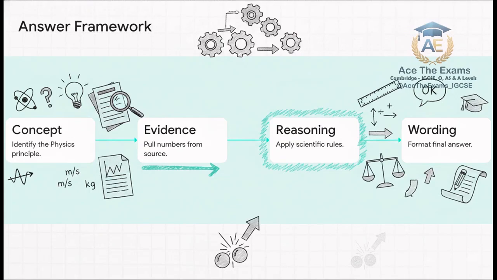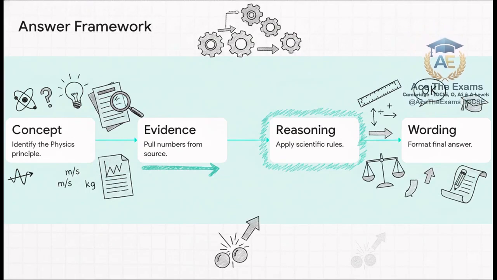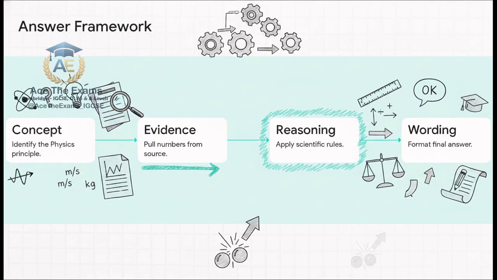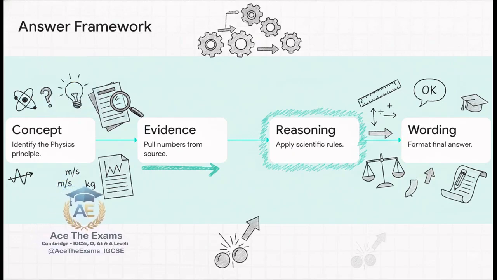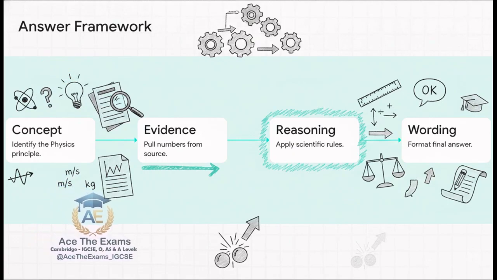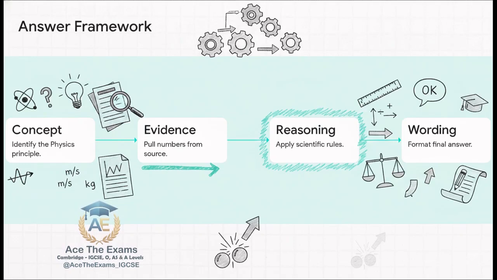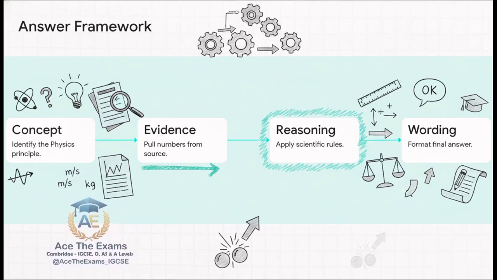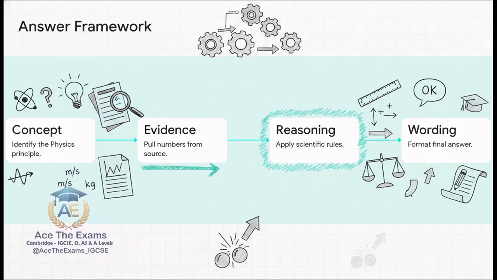Okay, so how do we stop leaking these easy marks? We need a reliable system. Here's your first quick win. It's a simple 4-step framework to make sure you hit every single mark scheme requirement. Step 1 is the concept. You identify exactly what physics principle is at play before you even touch your calculator. Step 2 is evidence or data. This is where you carefully pull the exact numbers and units straight from the text or the diagram. Step 3 is scientific reasoning. Here's where you apply those tricky vector rules we just talked about, like assigning a negative direction. And finally, step 4 is examiner wording. You write out your final answer in the exact format with the right units and significant figures that Cambridge expects.